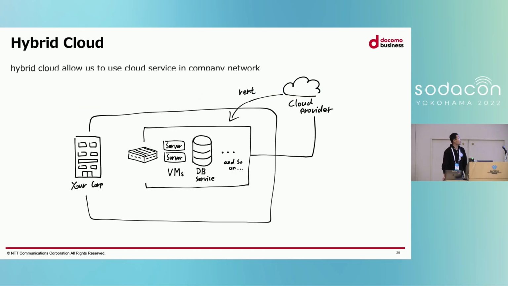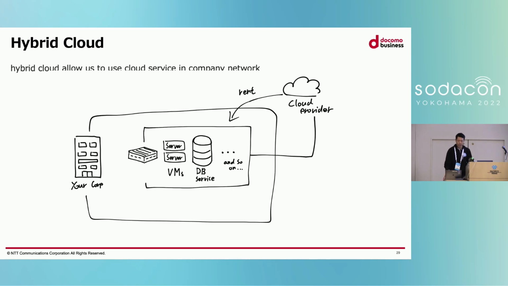The next is hybrid cloud, an appliance provided by the public cloud provider, deployed in your own data center or another location. Examples include Azure Stack, Google Anthos, or AWS Outposts.